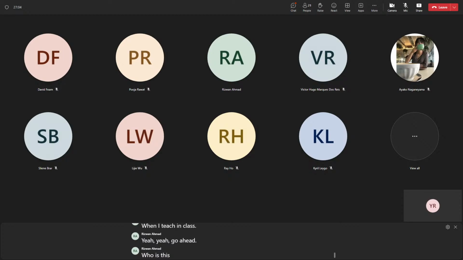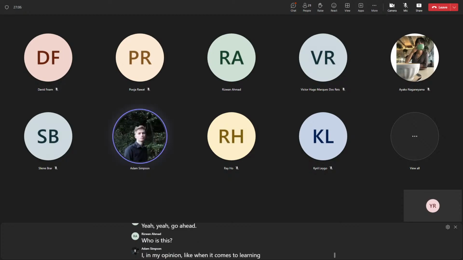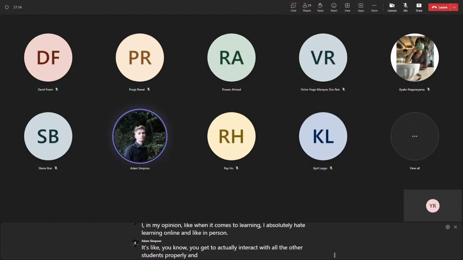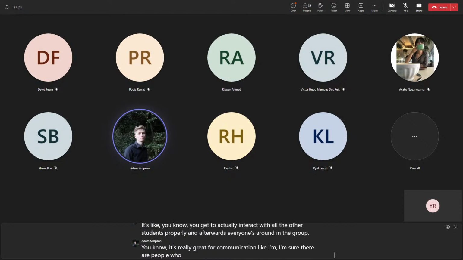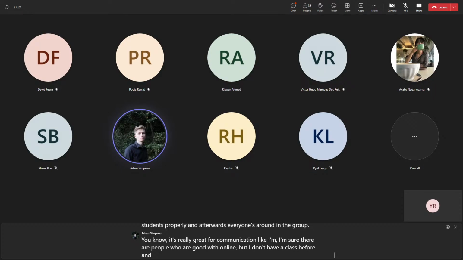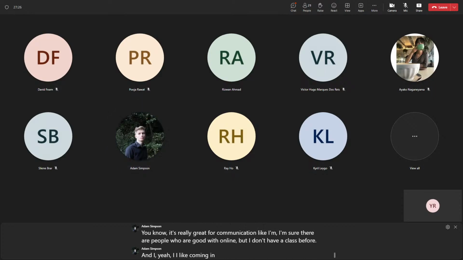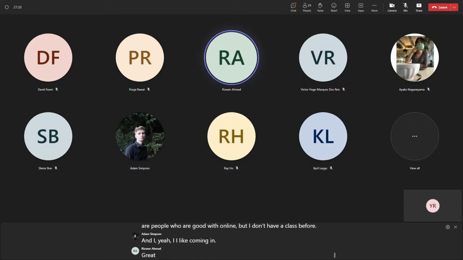In my opinion, when it comes to learning, I absolutely hate learning online. In person, you get to actually interact with all the other students properly, and afterwards everyone's around in a group. It's really great for communication. I'm sure there are people who are good with online, but I don't have a class before, and I like coming in. Great. Okay. Anyone else?